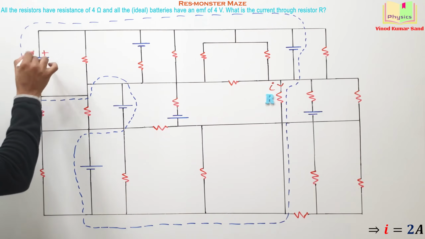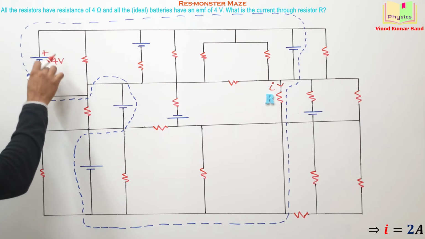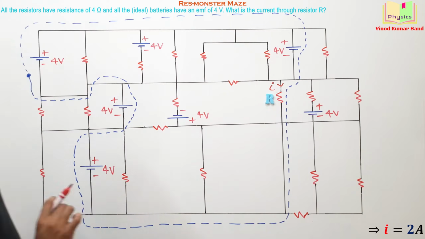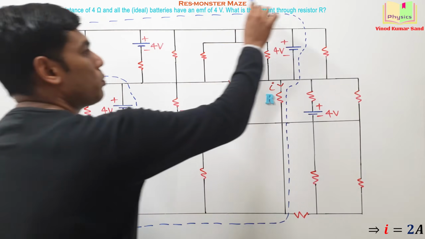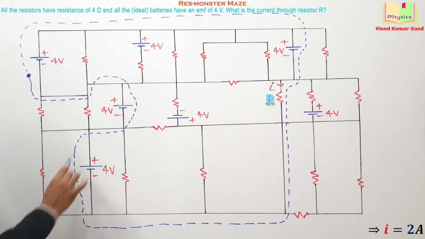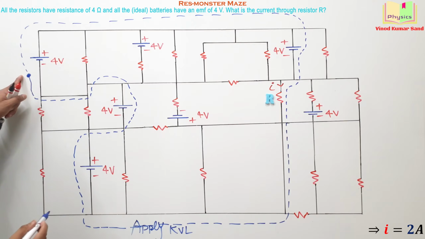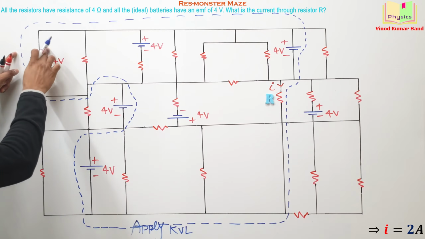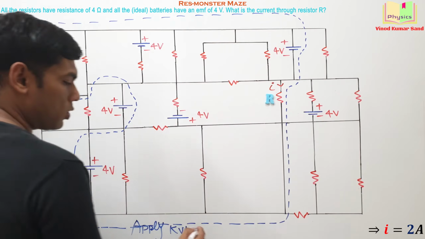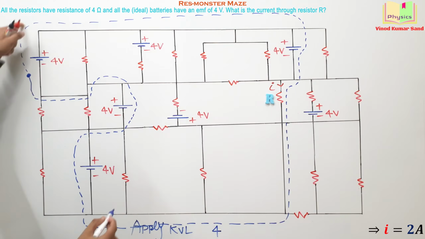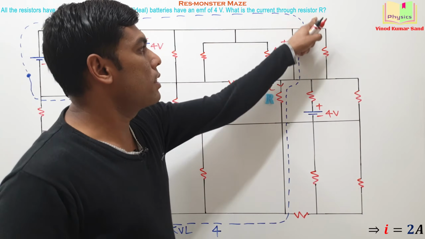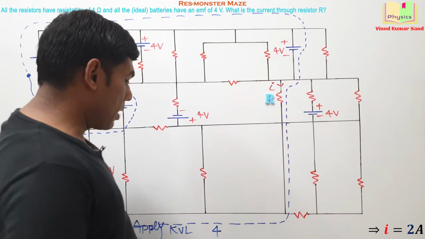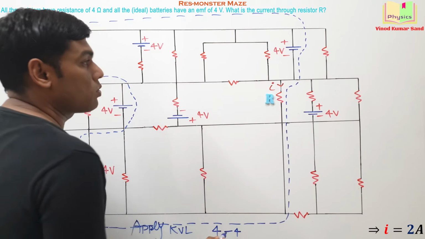I am writing the potential difference here with the proper sign. Now, in this blue loop, I am applying KVL. Pay attention. Starting here, I'll choose the last sign which is plus 4. So potential drop here is plus 4. Then going along this path and then coming here, the last sign is minus, so this is minus 4.